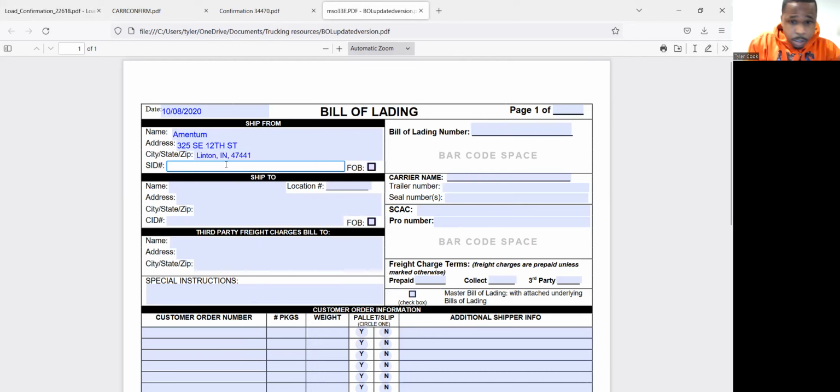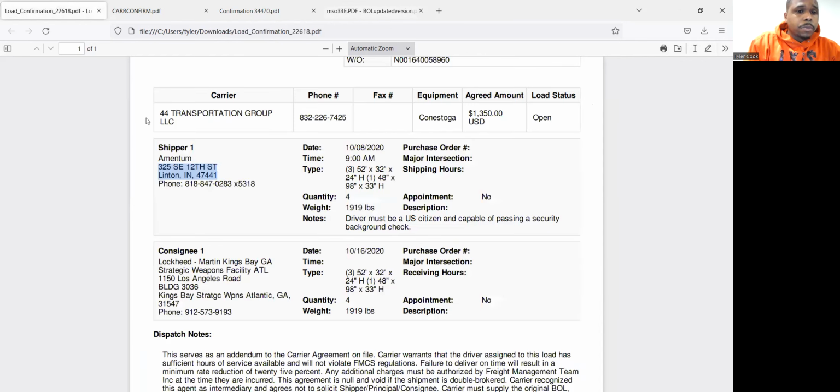I don't know what this SID number is. For me, all I ever do is put contact. I put contact and then I'm going right back.